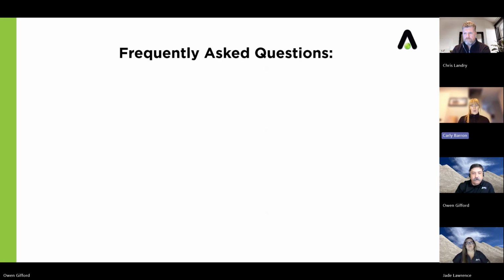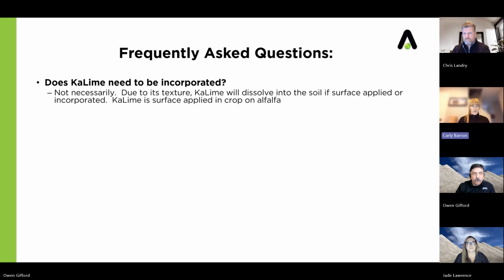So we've come up with a couple frequently asked questions that we get all the time, and we've got some answers for you as well. So the first one, does Kalime need to be incorporated? And the answer is not necessarily, due to its texture, because Kalime is more of a powder than a granular. It will dissolve into the soil if it's surface applied or if it's incorporated. Kalime is going to be surface applied in crop on alfalfa.